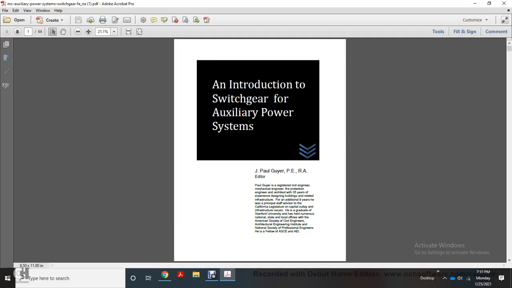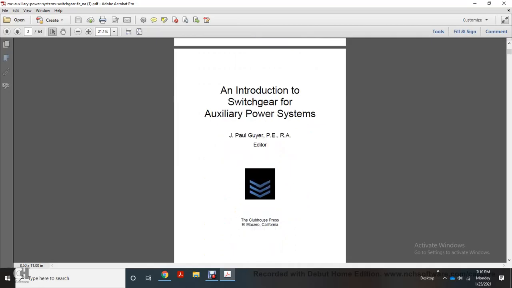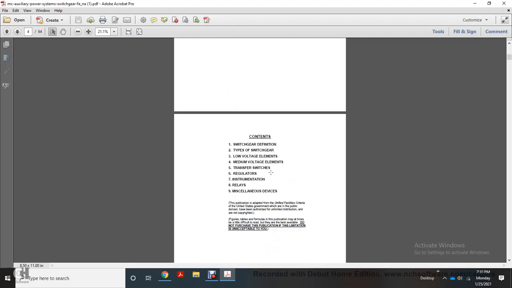Introduction to switchgear for auxiliary power systems. J. Paul Geyer, PERA editor, Clubhouse Press, El Mauricio, California.